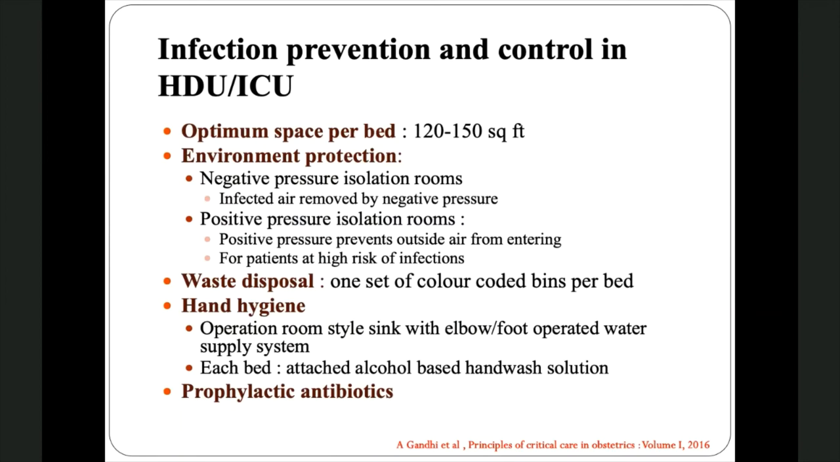Infection prevention and control in HDU or ICU. So how does that need to be done? Optimum space per bed is almost 120 to 150 square feet, so it should not be congested. Environment protection: negative pressure isolation rooms.